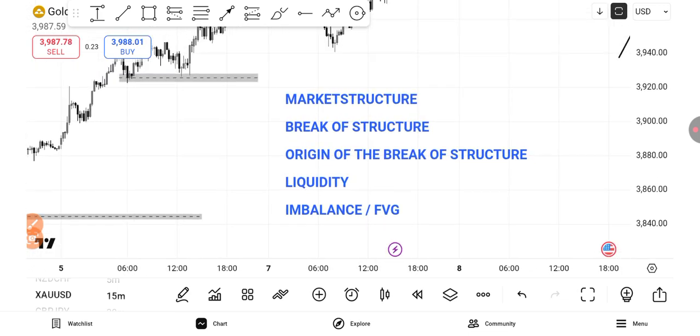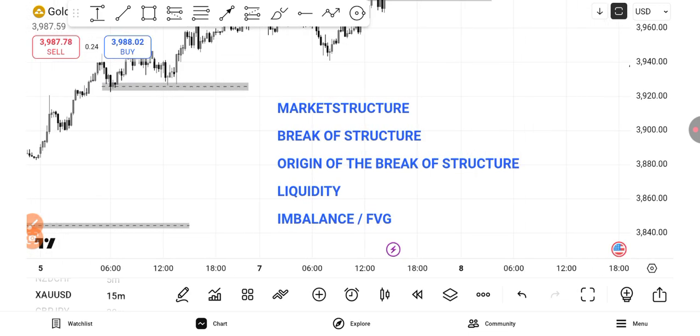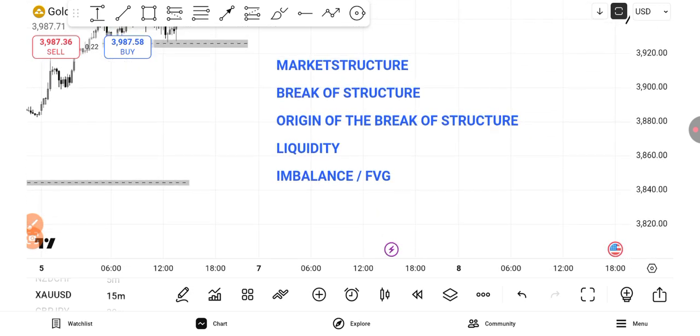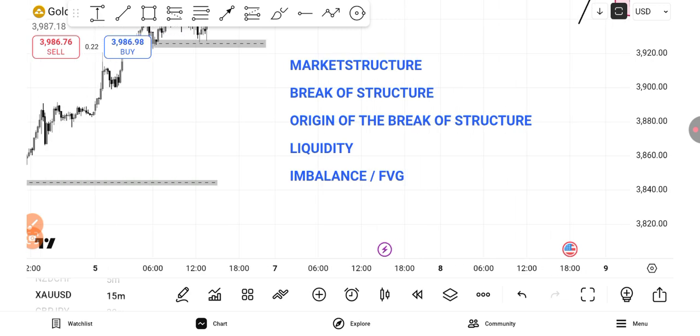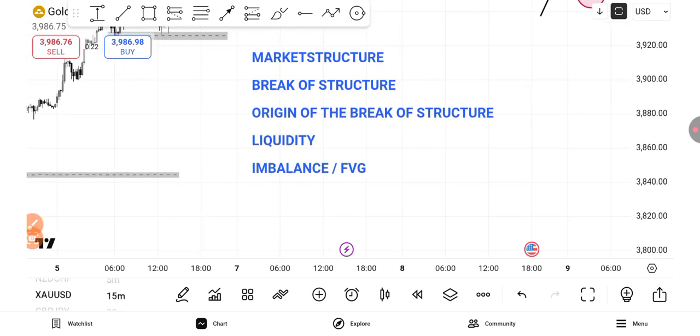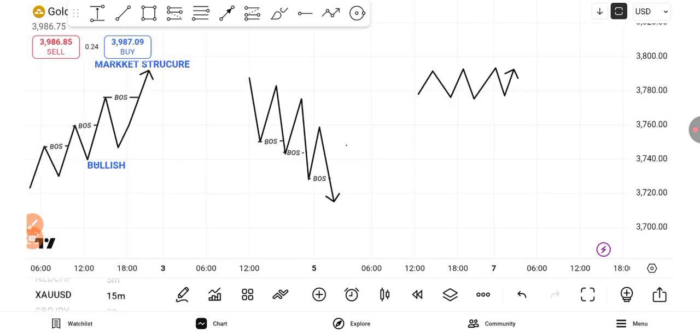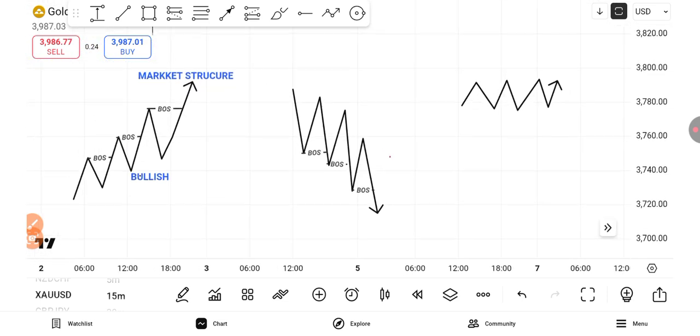So before I take a trade, I first concentrate on market structure. Market structure simply refers to the direction of the market. I have to first know whether the market is in an uptrend or in a downtrend. So for example, in this illustration that I have, these are different types of market structures.